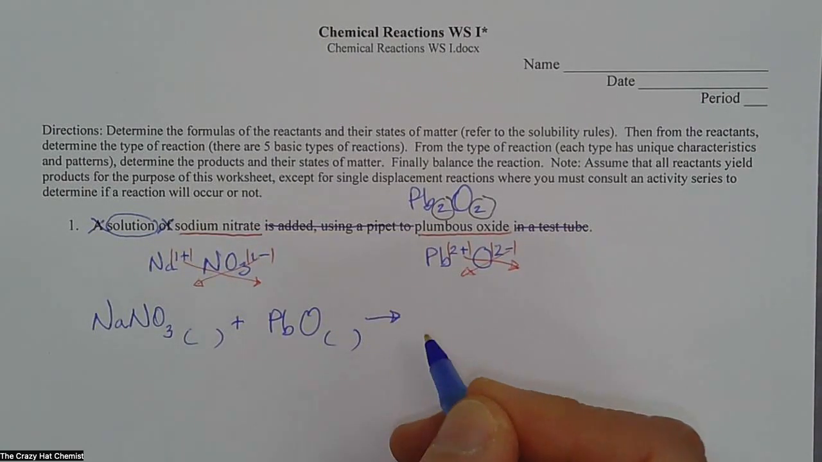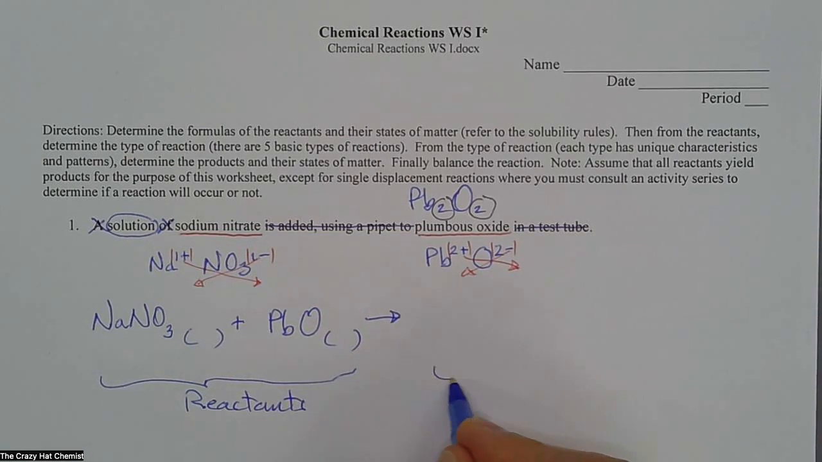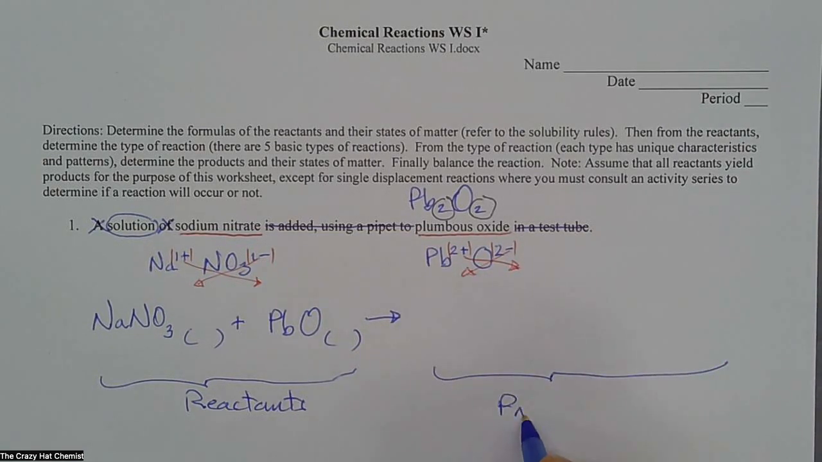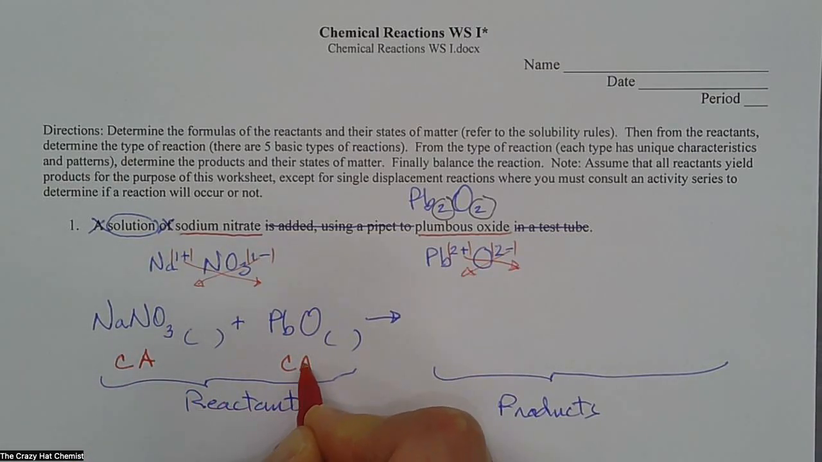We're going to draw an arrow. So on this left-hand side of the arrow are called the reactants. So these are the reactants. On the right-hand side of the arrow will be the products. And hopefully that makes sense. Reactants react, products are produced. So what we need to do now is figure out the type of reaction, okay? And the type of reaction is based on how I put these formulas together and how they're organized. So I have a cation and an anion, and a cation and an anion.